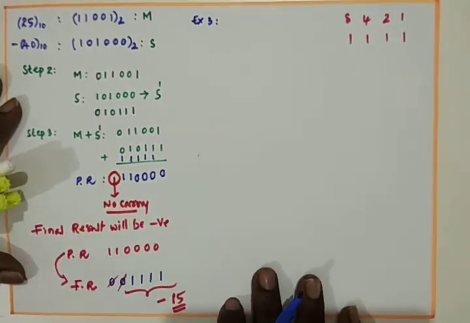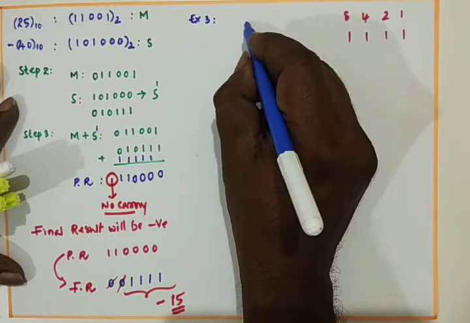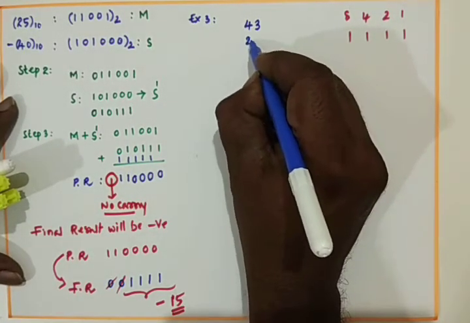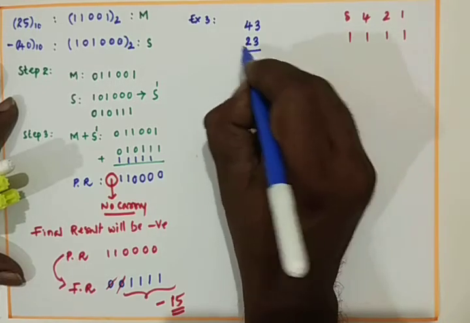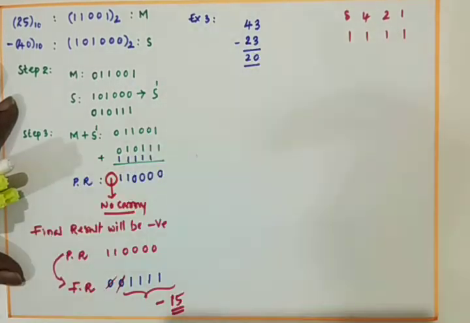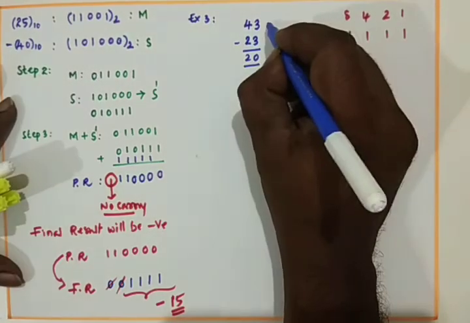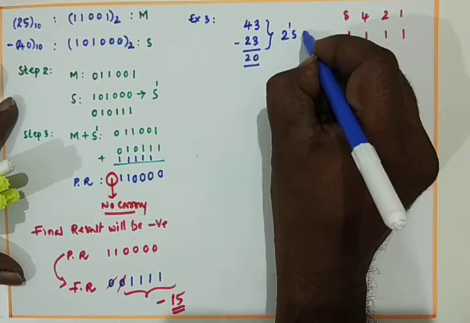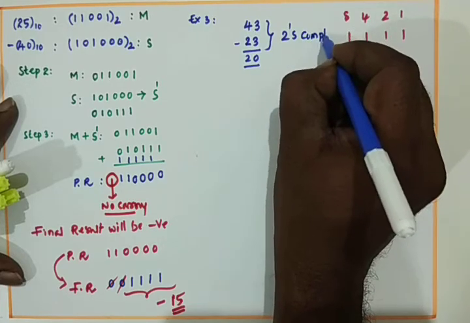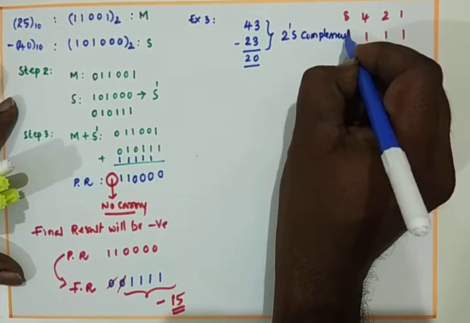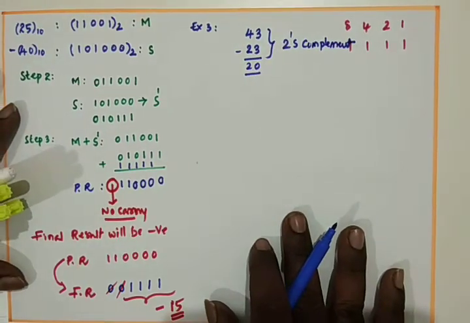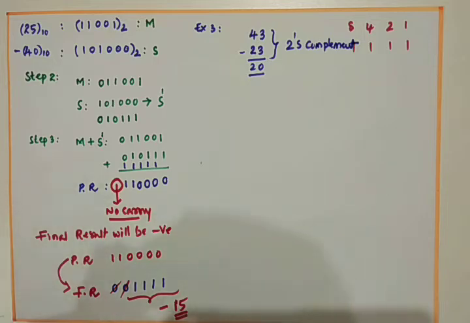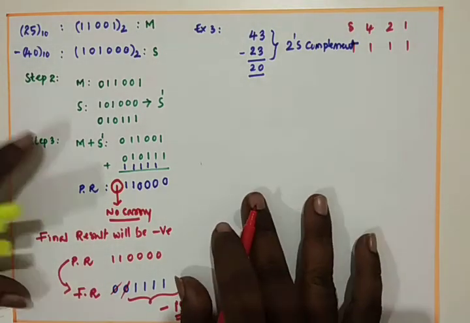Example 3: 43 minus 23. Then what is the answer we have? That will be 20. Do the subtraction using the 2's complement method. So far we have discussed the subtraction using the 1's complement. Now we have to perform the subtraction using the 2's complement. The procedure remains the same. Step 1, what do we have to do? We have to convert.